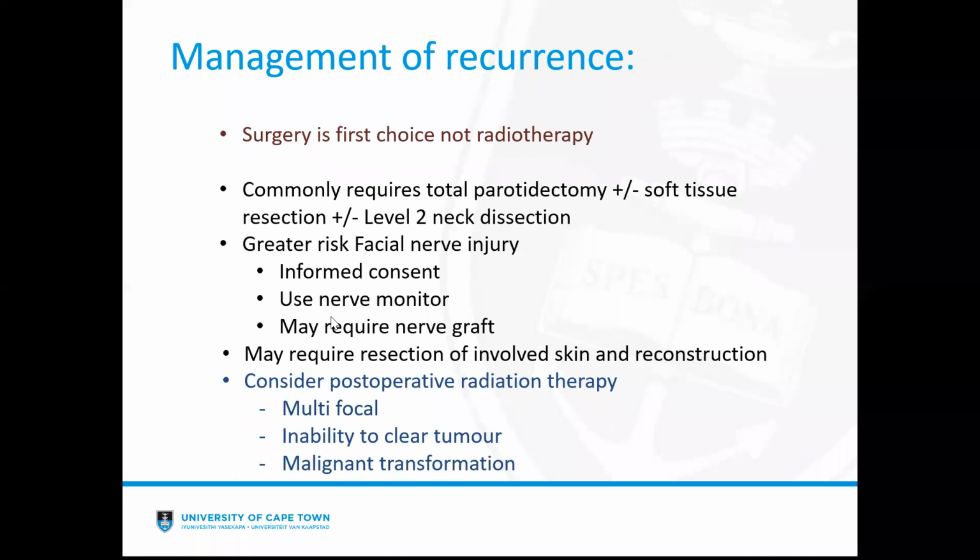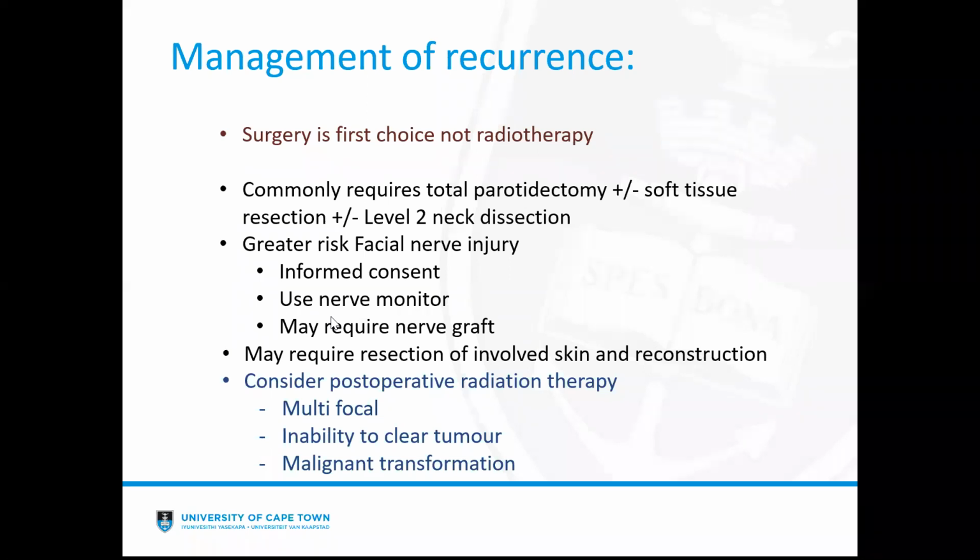Revision surgery is the first choice for recurrent pleomorphic adenoma. This is due to multiple factors, including the morbidity of radiotherapy and the risk of radiation-induced malignancies later in life. Surgery also achieves definitive histology where there's a concern of malignant transformation.